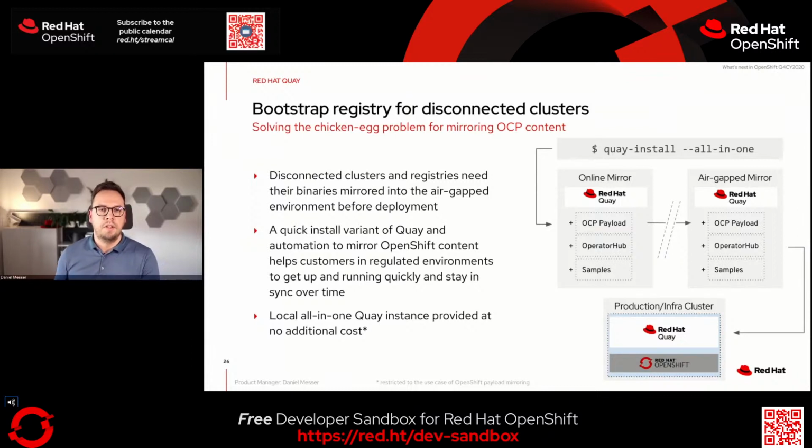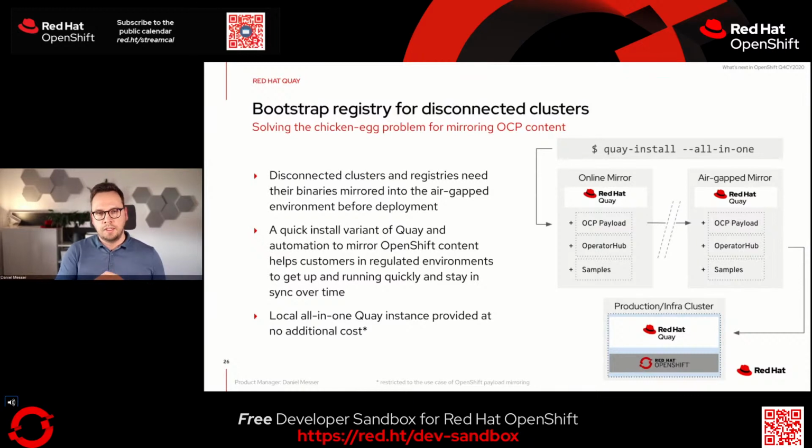And we plan to solve this with an automated way to stand up a small single-node purpose-built Quay registry and provide the required tooling to easily mirror all the OpenShift-related content, which is the release payload, operator hub content, the sample images, all into this registry in a single step.